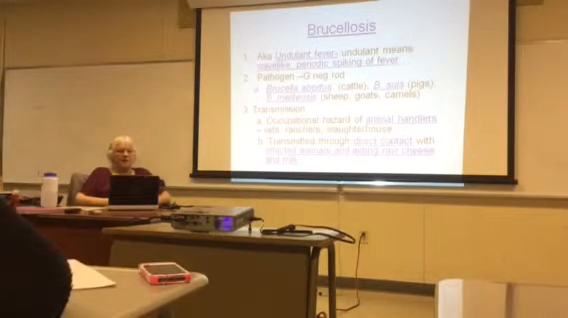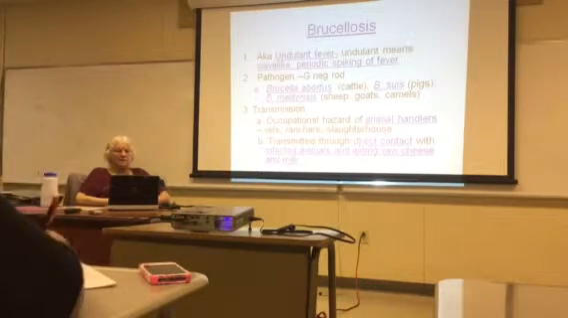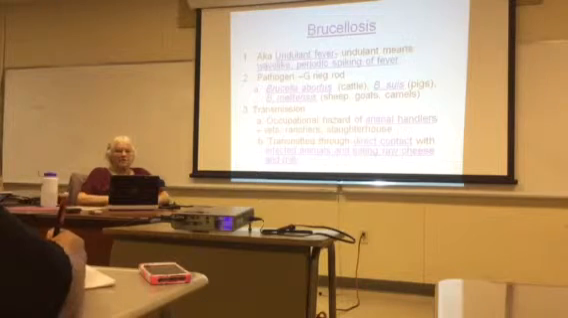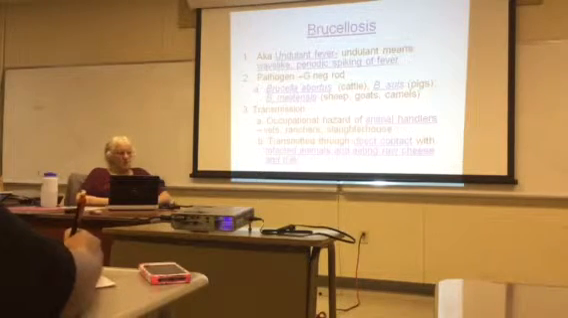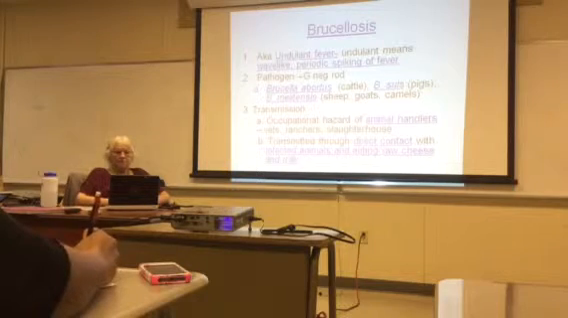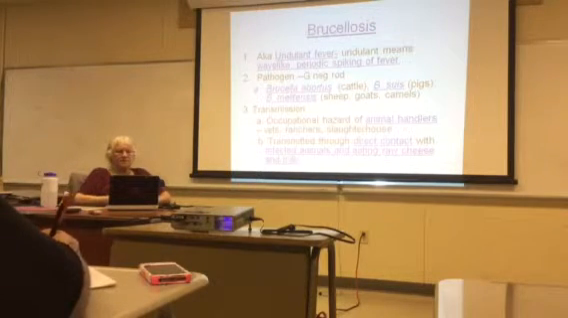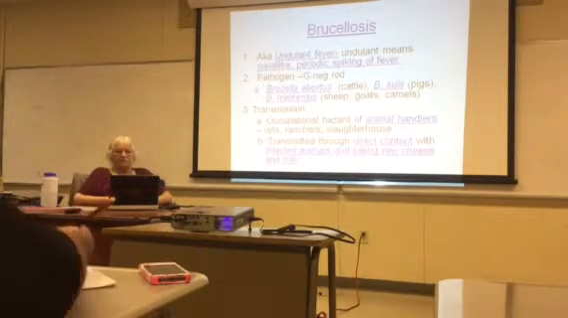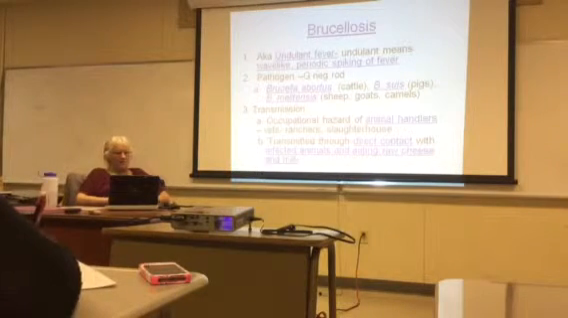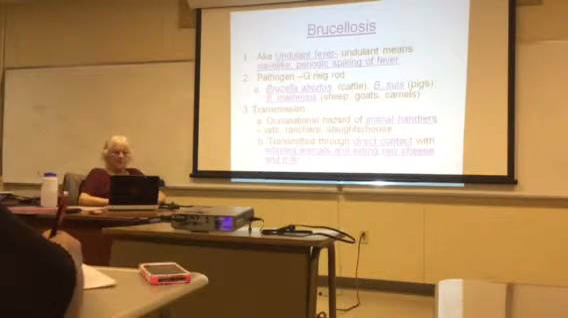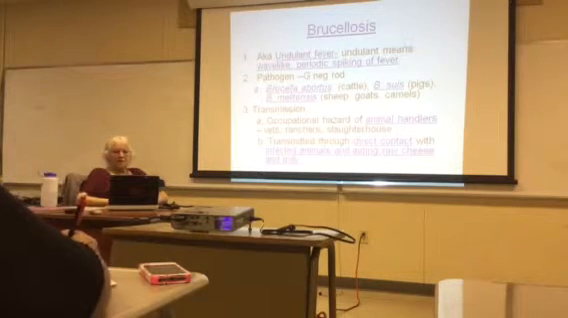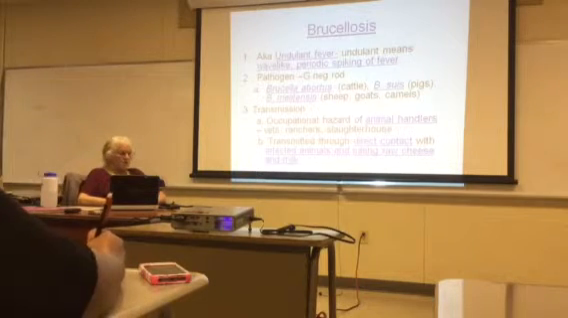Brucellosis, that's also known as undulant fever. And undulant means wave-like or periodic spiking of the fever. Pathogen is a gram-negative rod. Brucella is the genus, and then depending on what it affects, it has different species. So Brucella abortus affects cattle, Brucella suis pigs, and Brucella melitensis sheep, goats, and camels.